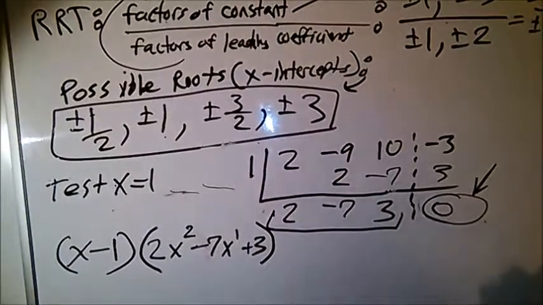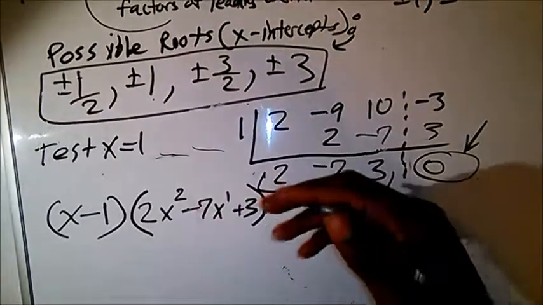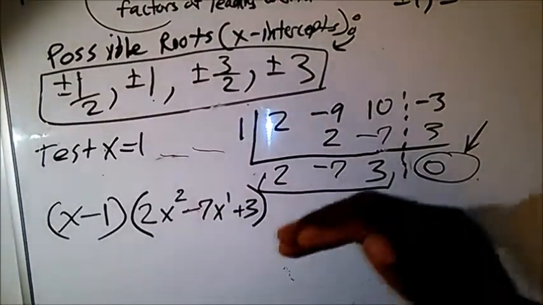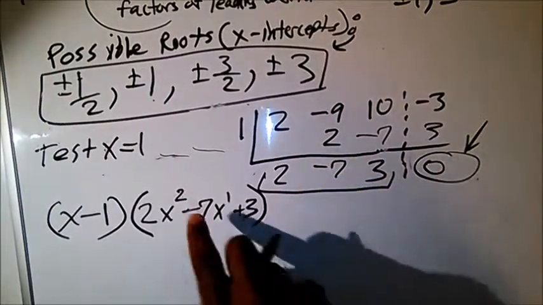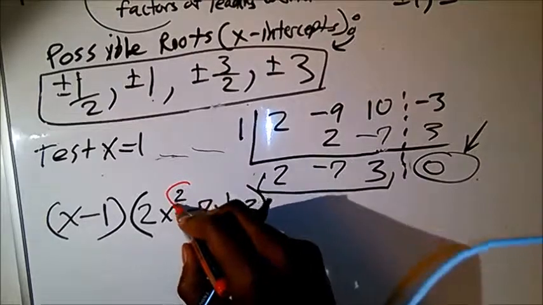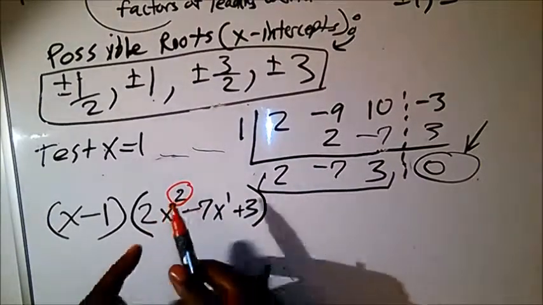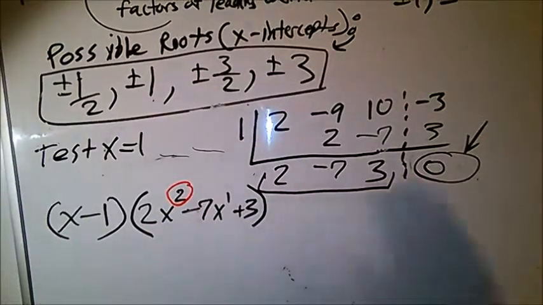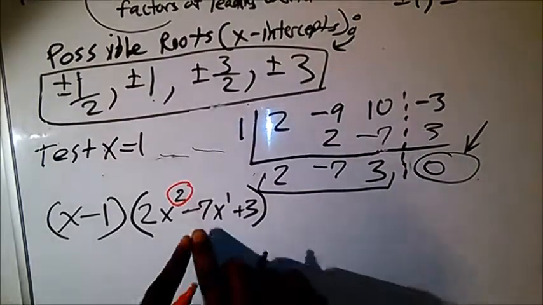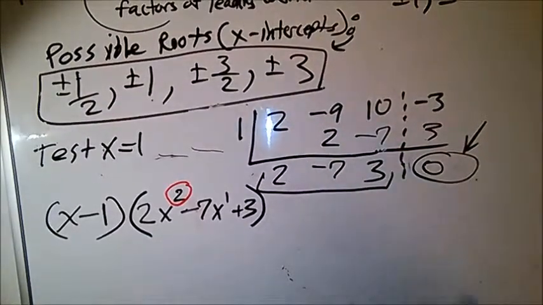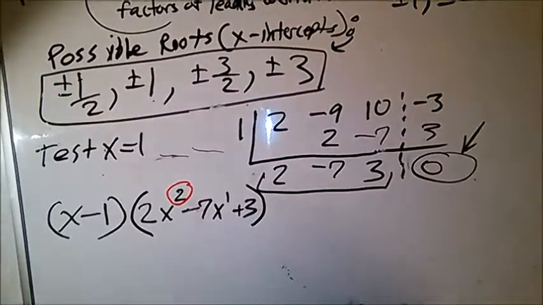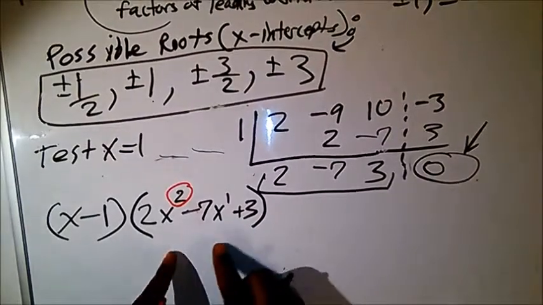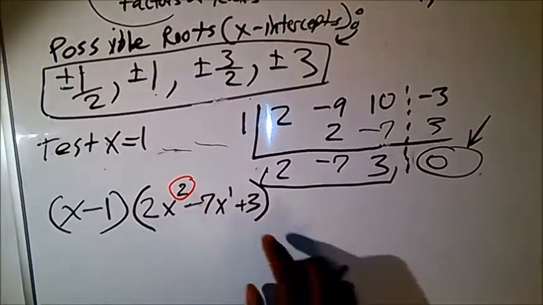So the goal here is to keep reducing and keep finding roots until the quotient is reduced to a quadratic like this. You want the quadratic reduced to a square, and once you reduce it to a square, you're going to factor it or use the quadratic formula to get the other 2 missing roots. In this case, we're lucky, it's already squared. So I think you can factor this. Let's try to factor this.